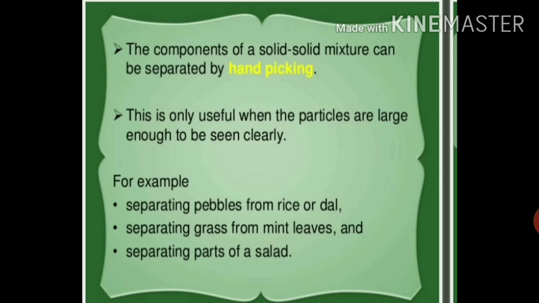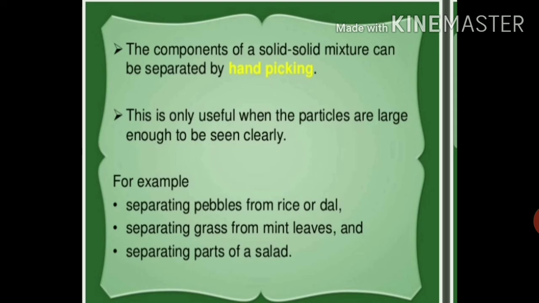So, there is a fruit basket in which a variety of fruits are kept. How will you separate them and keep them in different baskets? So definitely by using your hands you can separate out different varieties of fruits and keep them in different baskets.